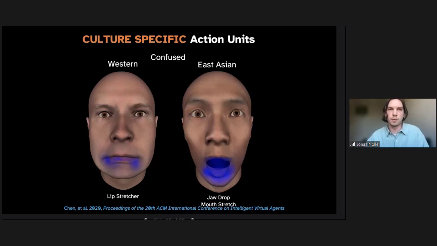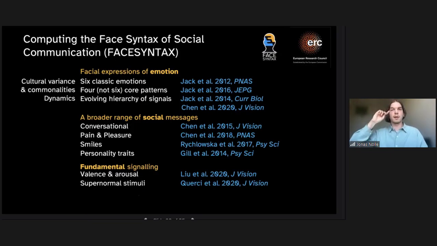So with these methods in our lab and the Face Syntax ERC project, we've been using this approach of agnostically sampling face movements and using cultural perception to build these dynamic models of facial expressions in a wide range of different studies exploring cultural variants and commonalities in expressions and emotions, and also a broader range of social messages involving also, for example, pain and pleasure, personality traits.